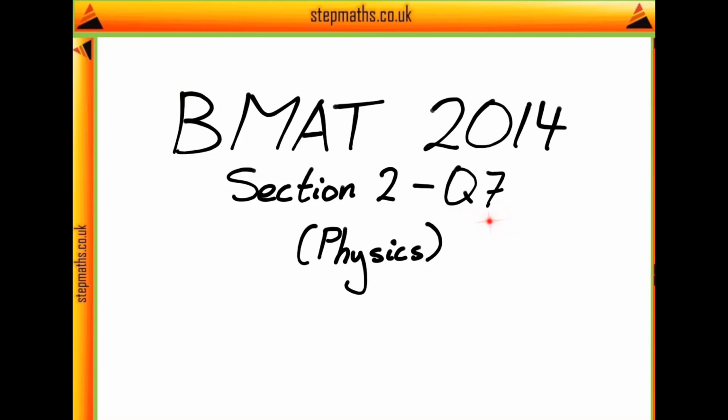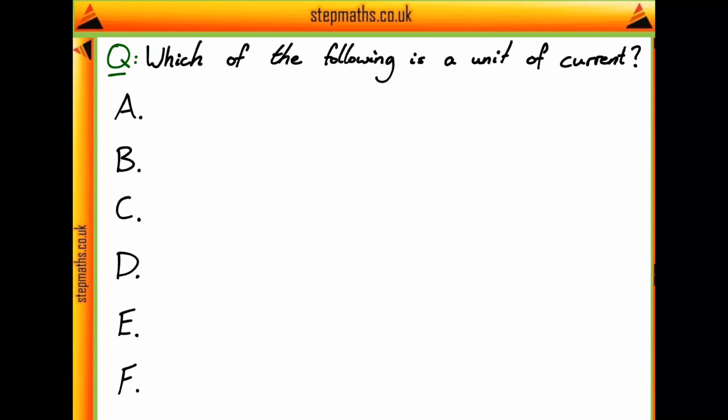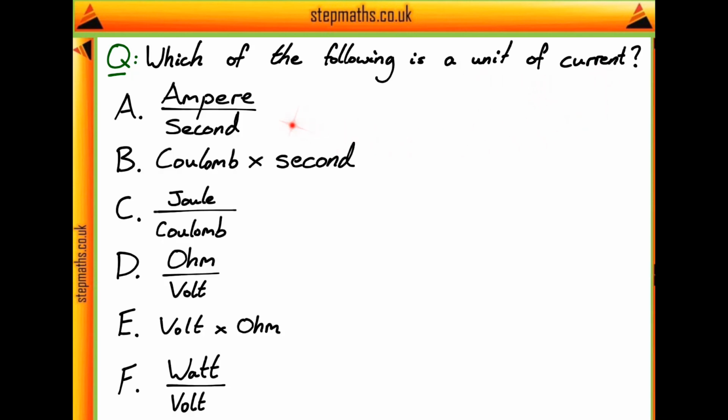Here we're going to look at question 7 from section 2 of the BMAT 2014 paper. In this question, we're given 6 different units, and we're asked which of the following is a unit of current. Putting those up on the screen, they are amps per second, or amperes over seconds, coulomb seconds, joules per coulomb, ohms per volt, volt ohms, or watts per volt. So which of these is a unit of current?